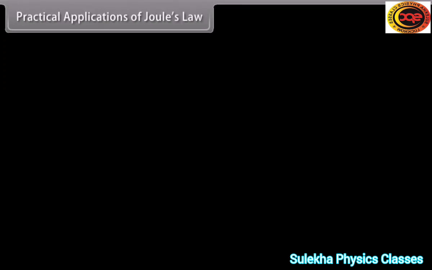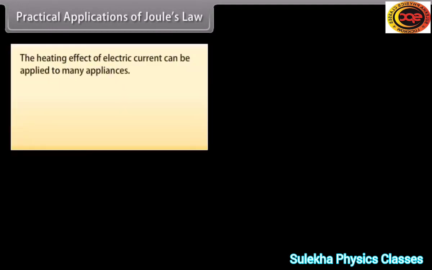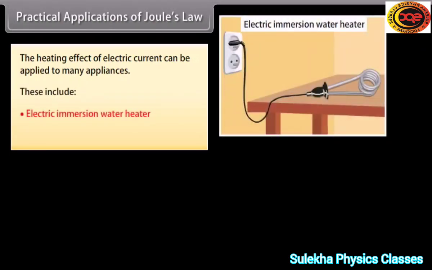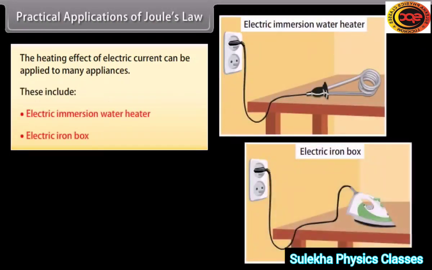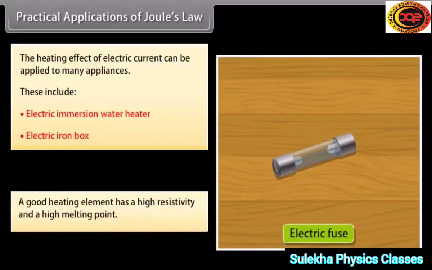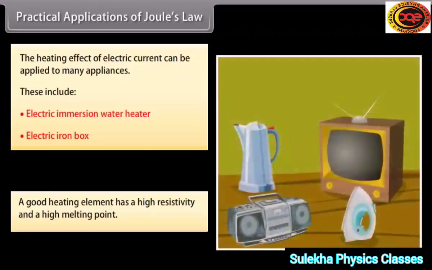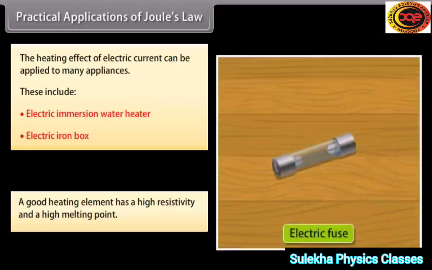Practical applications of Joule's law. The heating effect of electric current can be applied to many appliances. These include the electric immersion water heater and the electric iron box. A good heating element has a high resistivity and a high melting point. For example, an electric fuse is an example of heating effect of electric current. The rating given as 3A of an electric fuse states that the maximum current it can sustain is 3 ampere.